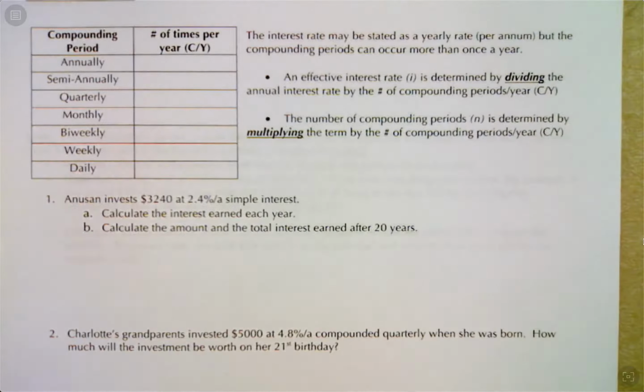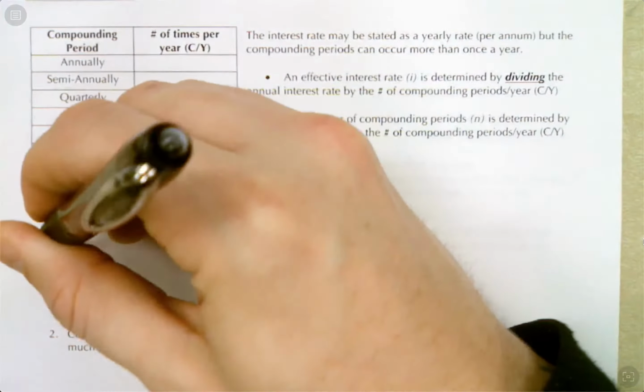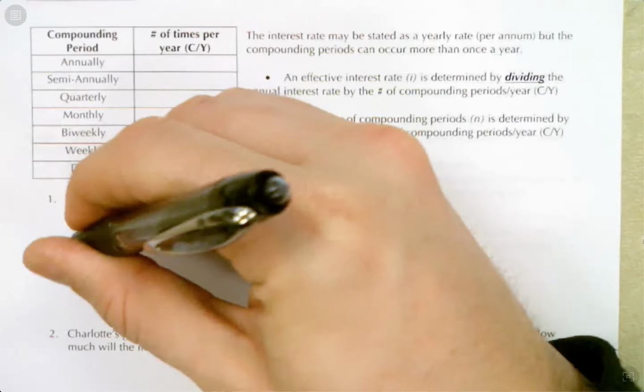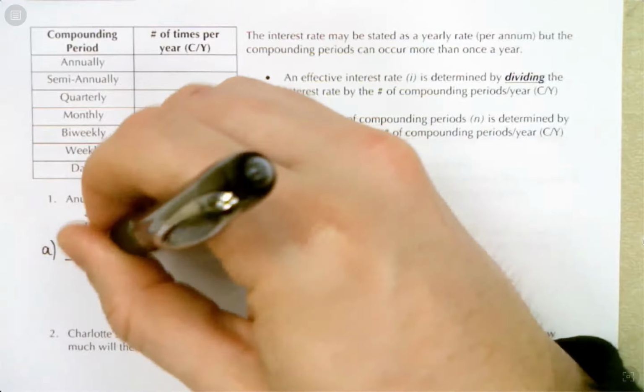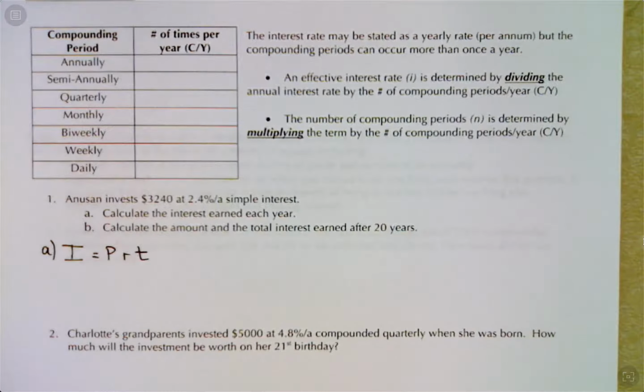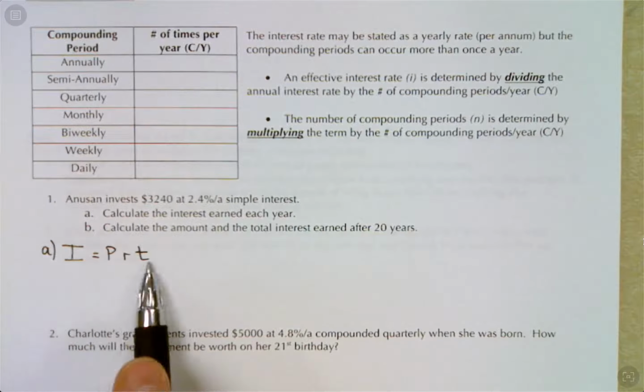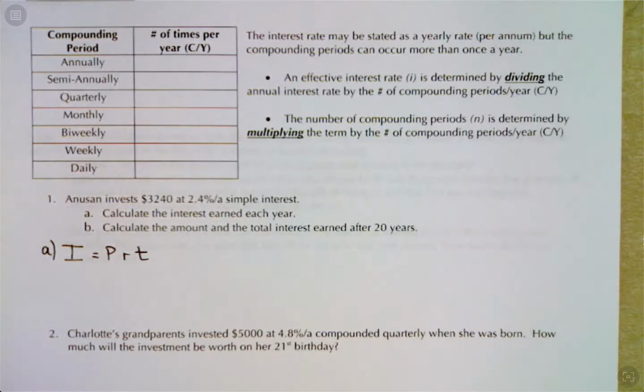Nusian invests $3,240 at 2.4% simple interest. Calculate the interest he earned each year. So how do we do that? Well, we use the equation for interest. Interest equals PRT. So we need P, R, and T. We're going to go figure out what those are.